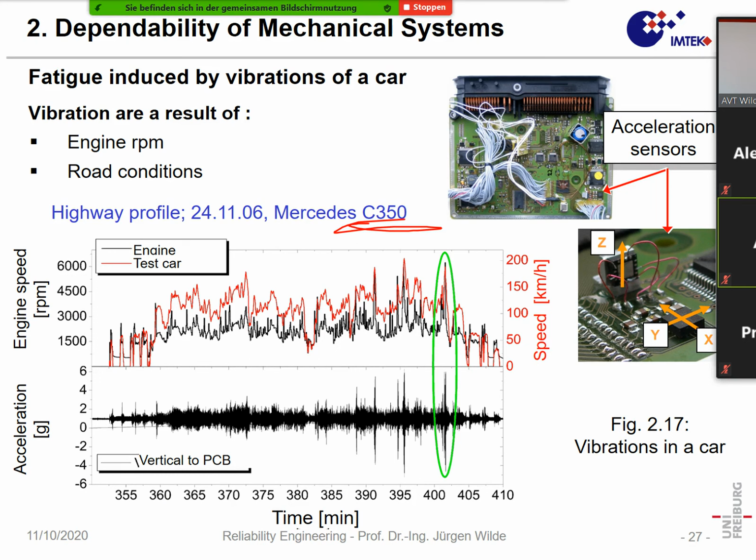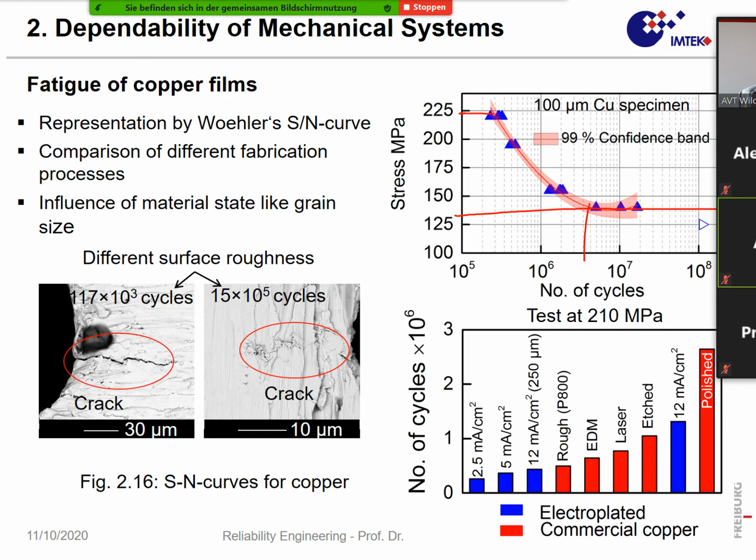There is an idea which counts the consumption of lifetime. Imagine under a certain condition, let's say 150 megapascal, we would live for 2 million cycles. When we have tested at 150 megapascal for 1 million cycles, how much of the lifetime did we consume?